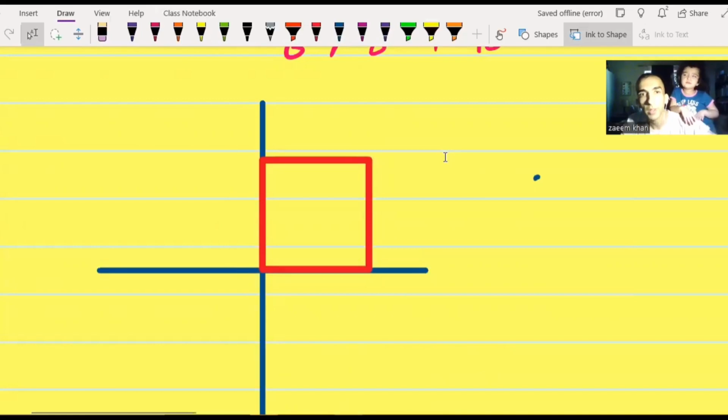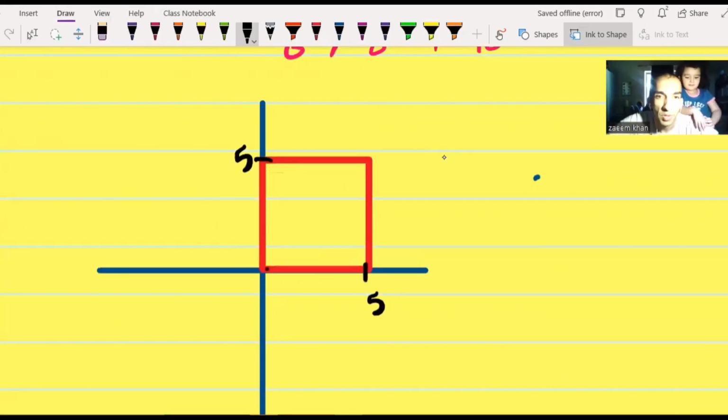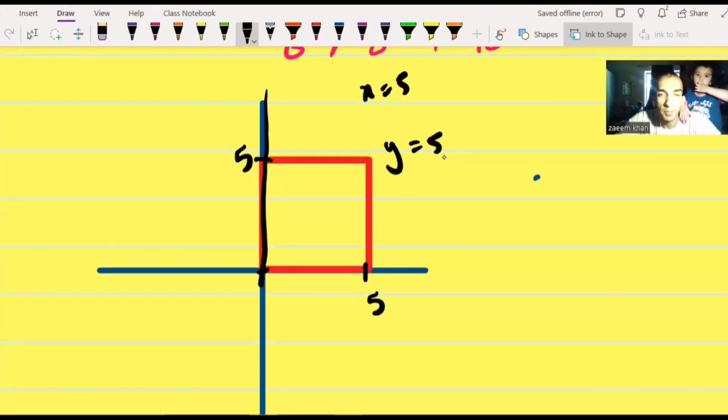If I were to ask you to define all the equations which define the boundaries of this box or this square, what would you call this line? Y equals 5. What would you call this line? X equals 5. Perfect. What would you call this line? X equals 0. What would you call this line? Y equals 0.